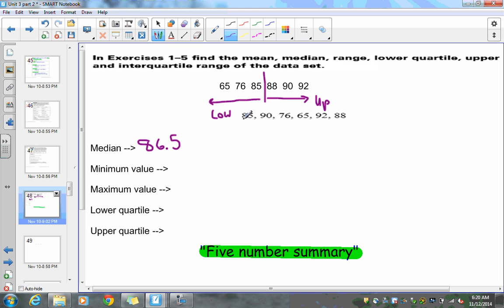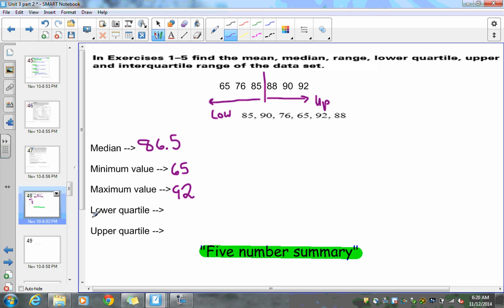Okay. Now, before we go any further, let's go ahead and knock out the minimum and maximum. The minimum value and the maximum value are exactly what they sound like: the lowest number and the highest number in my data set. Lowest number is 65. My highest number is 92.